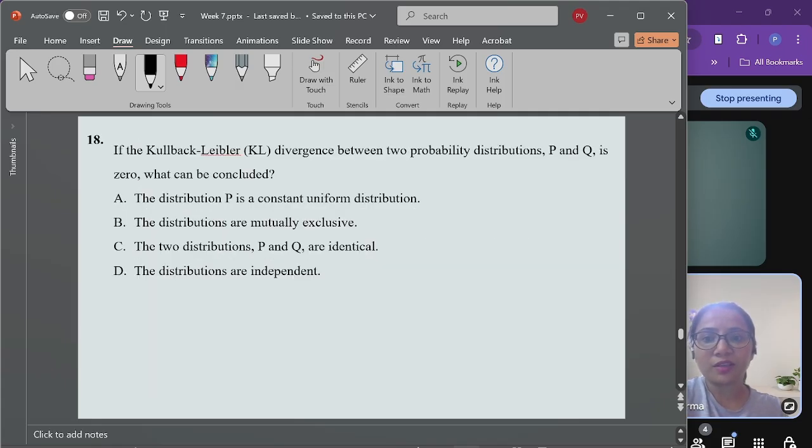Now the next question is: if the Kullback-Leibler divergence between two probability distributions P and Q is zero, what can be concluded? Option A, the distribution P is a constant uniform distribution. Option B, the distributions are mutually exclusive. Option C, the two distributions P and Q are identical. And option D, the distributions are independent. So what would be our answer if the KL divergence between two probability distributions P and Q is zero? What can we conclude?